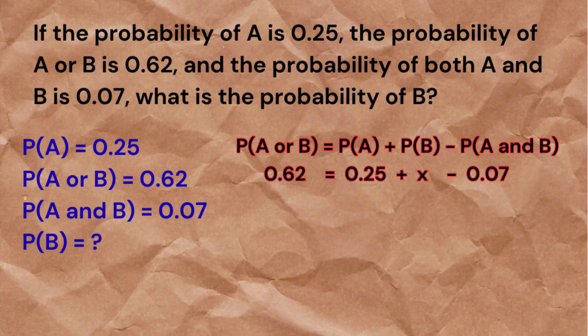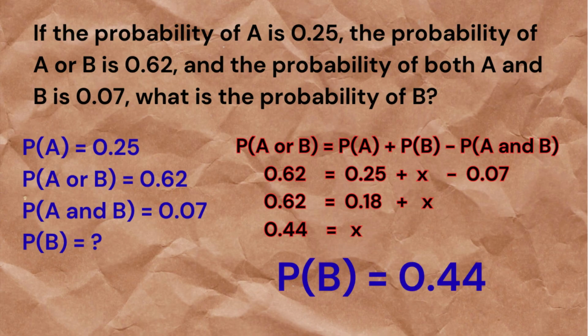Let's substitute in everything we know. The probability of A or B is 0.62. Probability of A is 0.25. Probability of B is what we don't know, so I'm going to call that X. And the probability of A and B is 0.07. All right, so the first thing we do on the right-hand side is combine the like terms. 0.25 and negative 0.07 are like terms. They're just plain old numbers. We can combine them together, get 0.18. Then we're going to subtract the 0.18 from the left-hand side to get 0.44, and boom, we have X, so we now know the probability of B is 0.44. That was an easy problem.